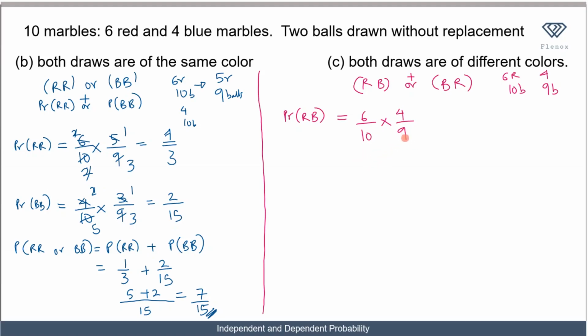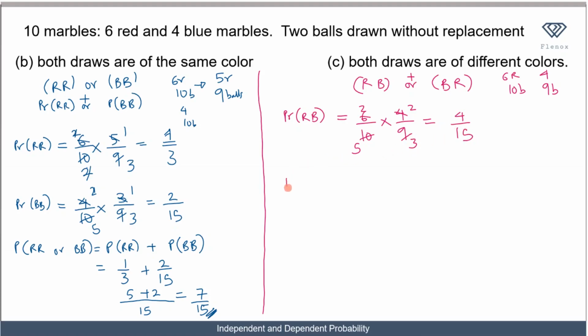Yeah, and when you simplify this, what do you get? You have 2 here, you get 2, and 2 in 10, you get 5. Then 3 here 2, 3 here 3. And what does that give you? That gives you 4 over 15.